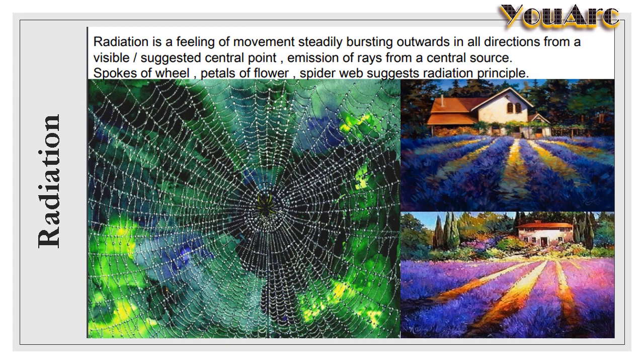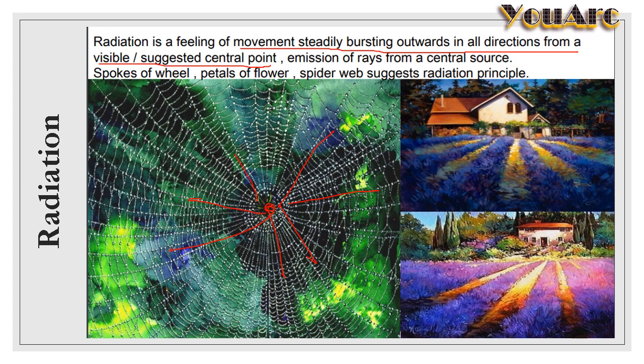So let's talk about radiation. Radiation is a field of movement steadily bursting outwards in all directions from a visible or suggested center point. So we have to remember two things here. A radiation will definitely have a visible or a suggested center point, and from there, it should have all the radiating elements from that particular central point. Then it is called radiation.